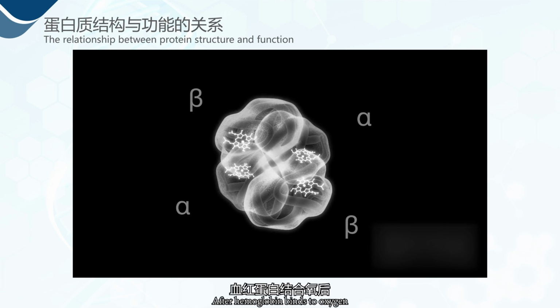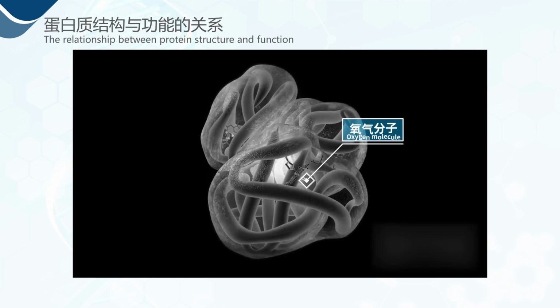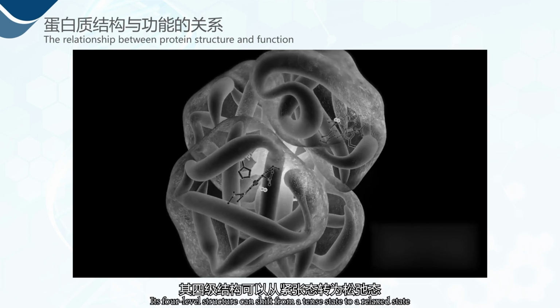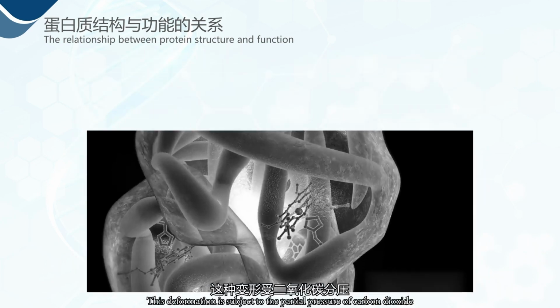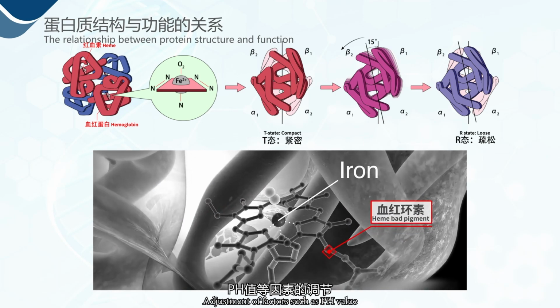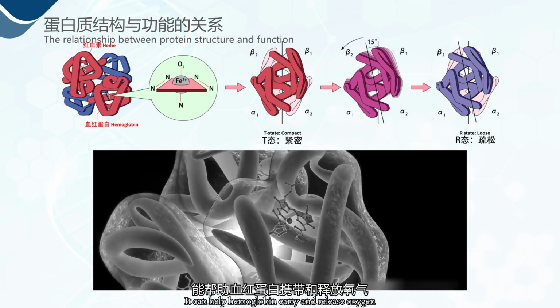After hemoglobin binds to oxygen, the affinity of its 4 subunits has weakened. Its 4-level structure can shift from a tense state to a relaxed state. This deformation is subject to the partial pressure of carbon dioxide, adjustment of factors such as pH value. It can help hemoglobin carry and release oxygen.